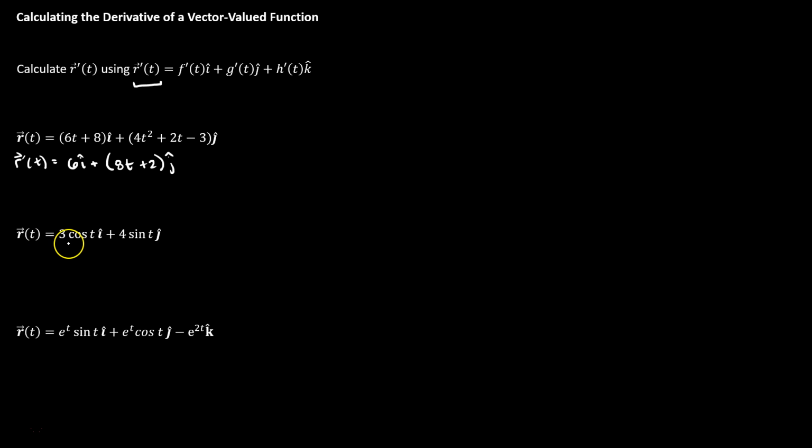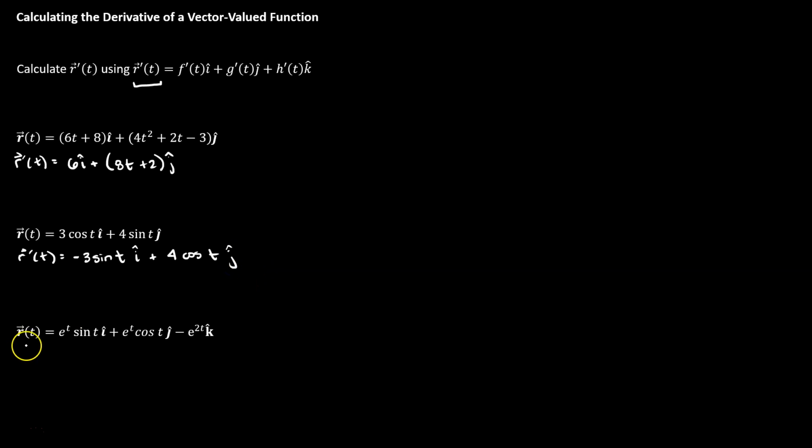If r is 3 cosine t i hat plus 4 sine t j hat, then r prime is 3 times the derivative of cosine. Now the derivative of cosine is negative sine, so that would be negative 3 sine t. Then for the j hat component, it's 4 times the derivative of sine. The derivative of sine is cosine, so we would have 4 cosine t j hat.